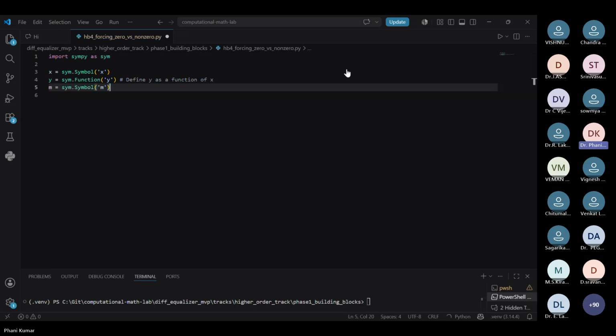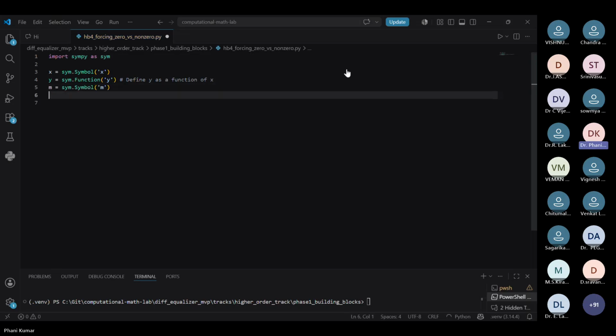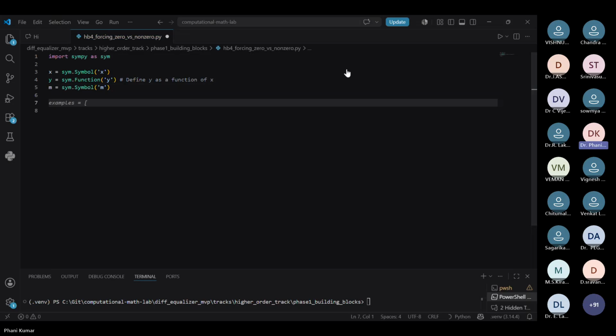Then m = sim.Symbol('m'). Why this? Because we are going to convert the operator form into a characteristic equation, an algebraic equation. That's why I'm using one symbol, m, in the process of converting it. So here I'm using some examples, right?